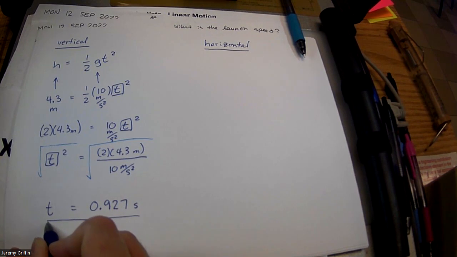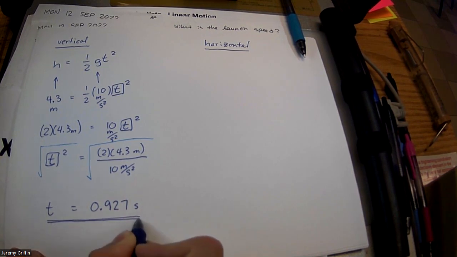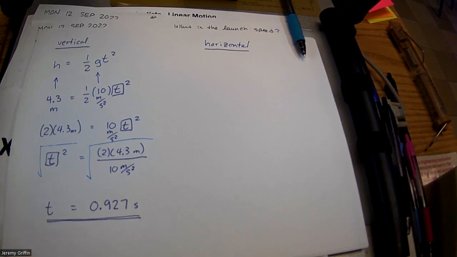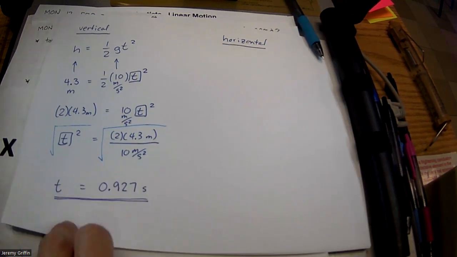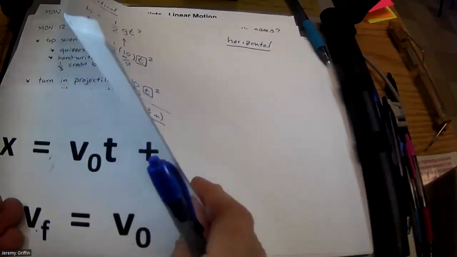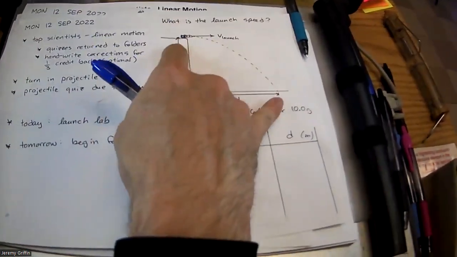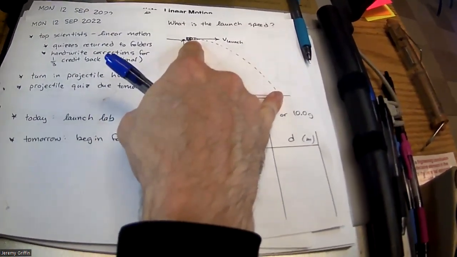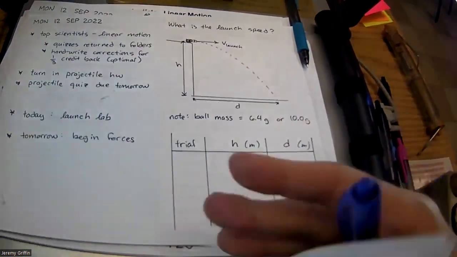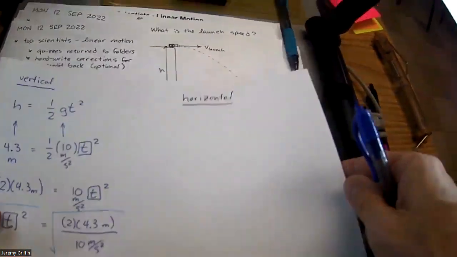A good practice in physics when you get answers like this is to step back for a moment and say, does that make sense? So 0.9 seconds, that's a little bit less than a second, right? Does it seem like it took a little bit less than a second to go from here to here? Yeah, I could believe that. Okay, so let's proceed forward.